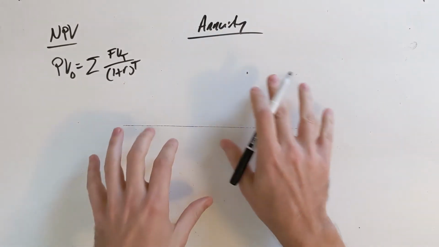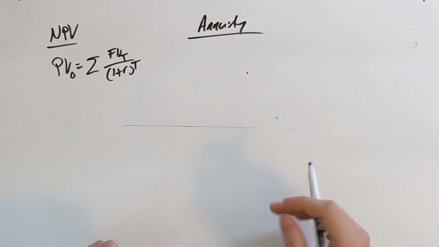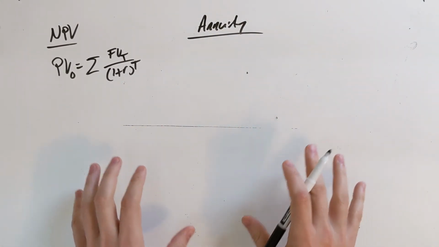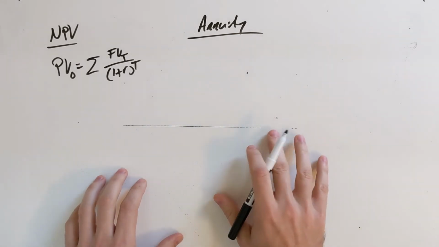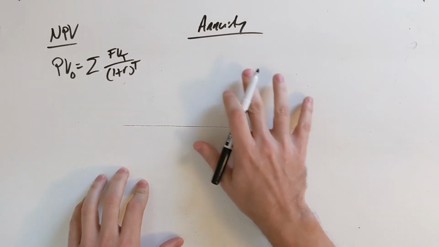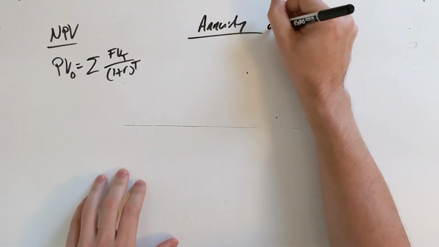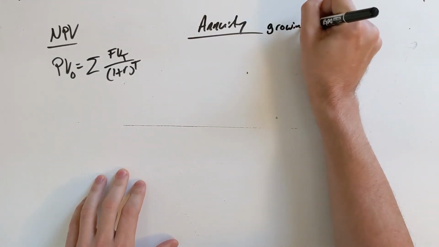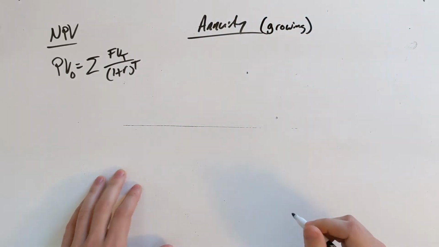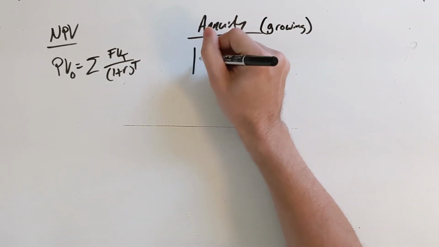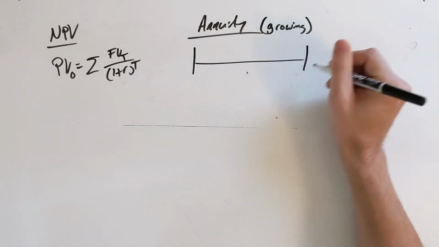Now, having looked at basic annuities, the next thing that we want to take into account is, just like perpetuities, there are annuities that do not have constant payments. We're going to look at growing annuities. Okay. Now, the only difference, again, is these cash flow payments.